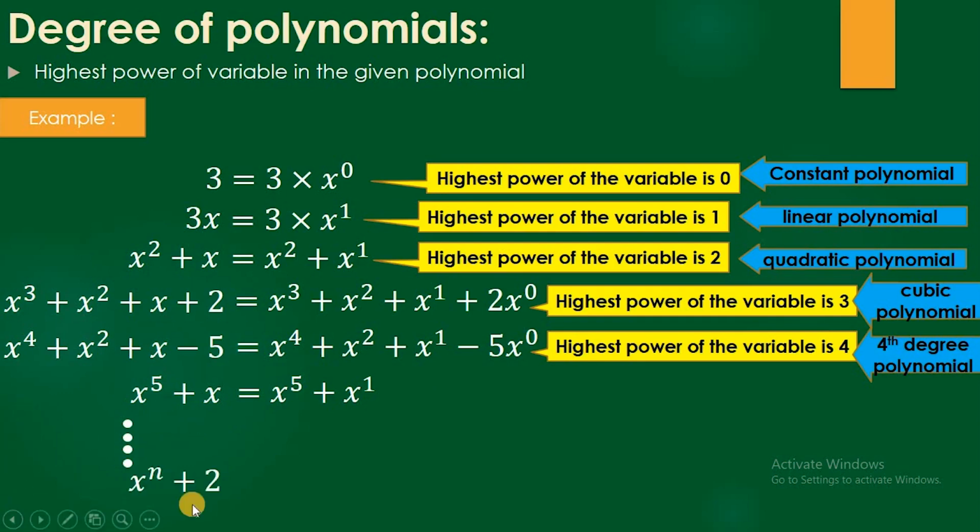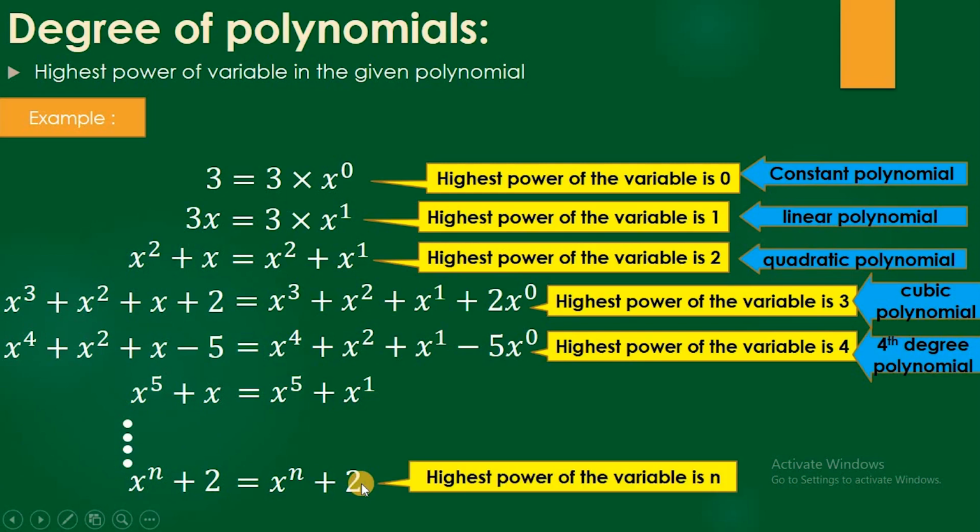So x raised to the power n plus 2 can be written as x raised to the power n plus 2. So the highest power of the variable is n, where n is some number here, any whole number. So here you can name it an nth degree polynomial. Now if n is 100, then you can say a 100th degree polynomial. If n is 99, then we can say a 99th degree polynomial, and so on.